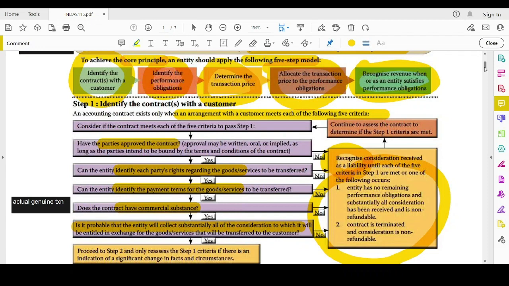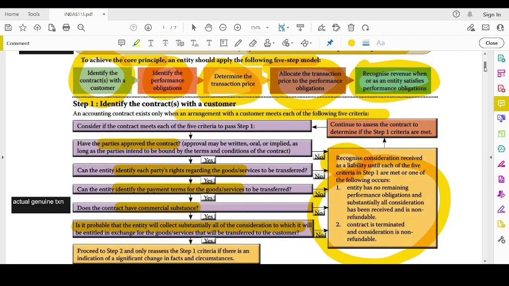Okay. Second one, can the entity identify each party's rights regarding the goods or services to be transferred? For example, if we have a painting contract, the painter's right is to paint the entire house and to receive the amount, and our right would be that we have to pay only when the painter has completed the entire service. So both parties' rights have to be clearly identified.